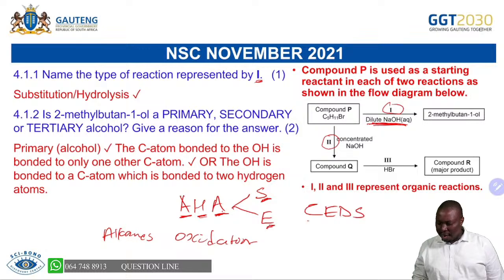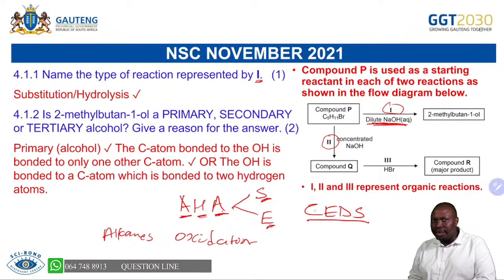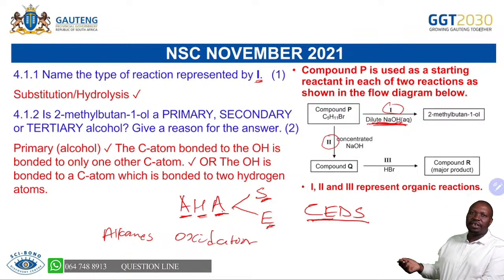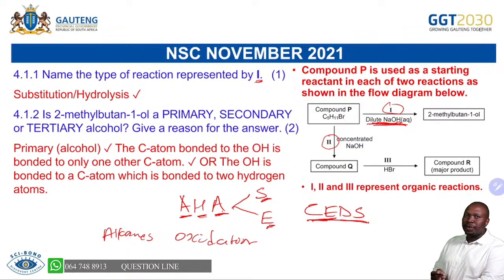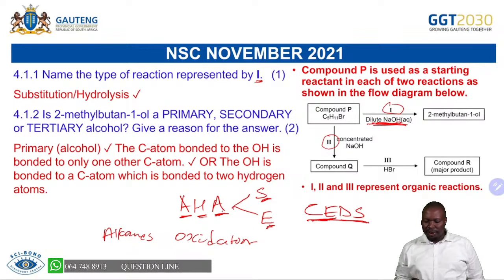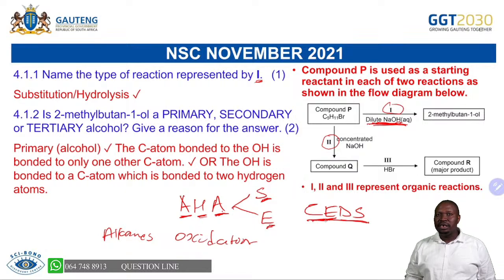CEDS. Remember, we're doing exam skills here. If you are given concentrated sodium hydroxide, for example, you know that the reaction is elimination. It can be concentrated sulfuric acid or concentrated sodium hydroxide. When you see something concentrated, you know that the reaction is elimination. But when you see dilute, you know that the reaction is substitution. Hence we say CEDS, which means concentrated is for elimination, dilute is for substitution.